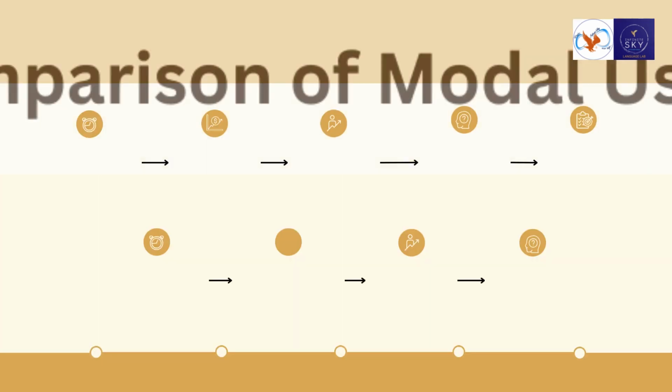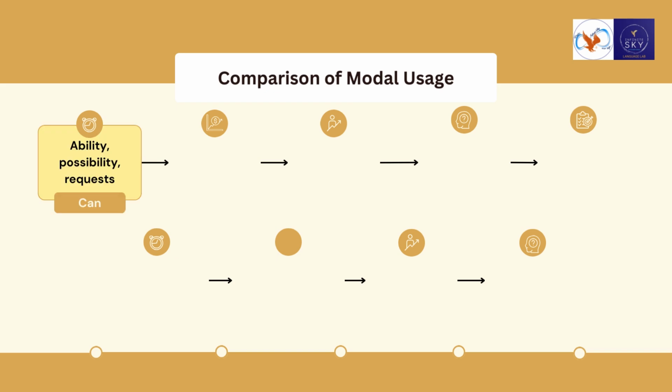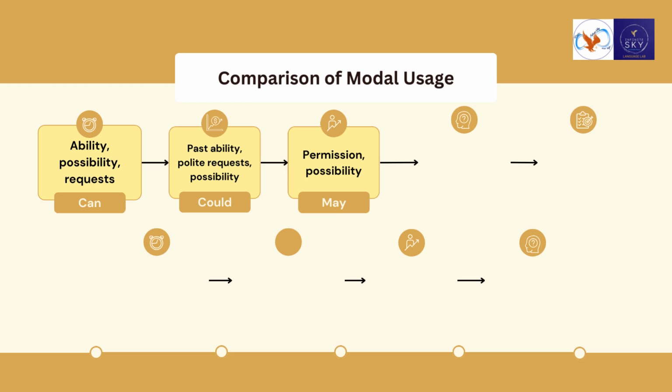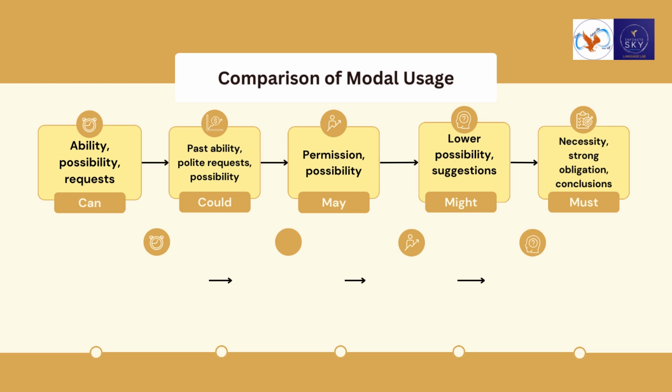And here is a quick comparison. Can is used for ability, possibility, and request. Could shows past ability, polite request, and possibility. May expresses permission and possibility. Might is used for lower possibility or suggestions. Must shows necessity, obligation, or conclusions.